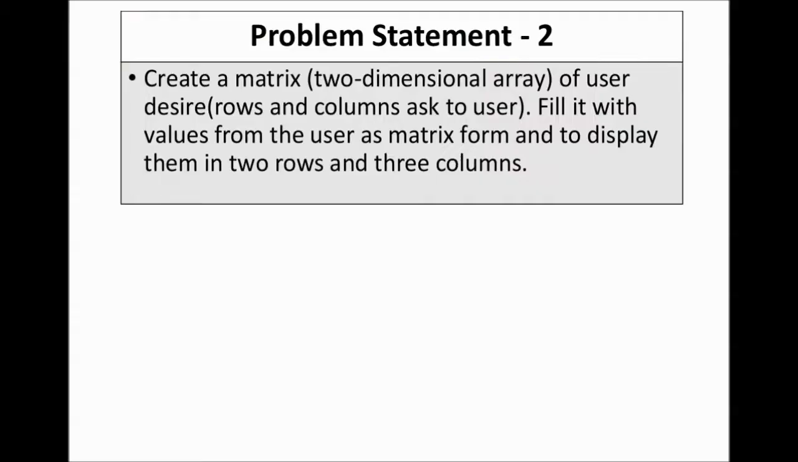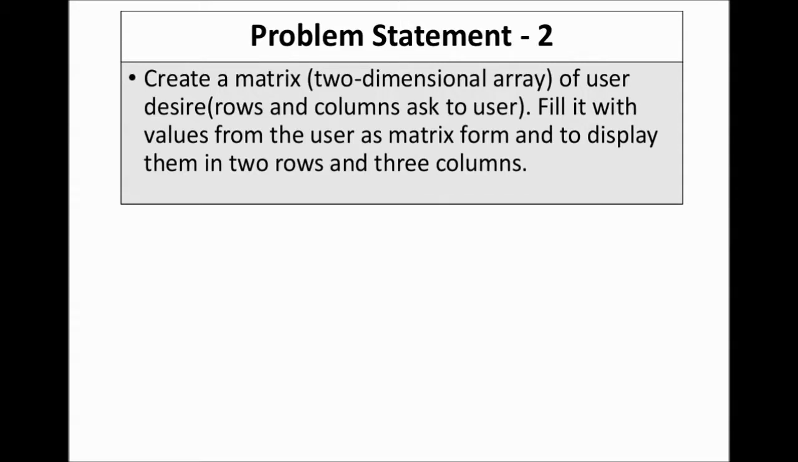So here is another problem statement: create a matrix, a two-dimensional array, of user-desired rows and columns, asked from the user. This means the number of rows and the number of columns depend on the user's desire. Then fill it with values from the user in matrix form and display them. It has the same solution as our previous one.